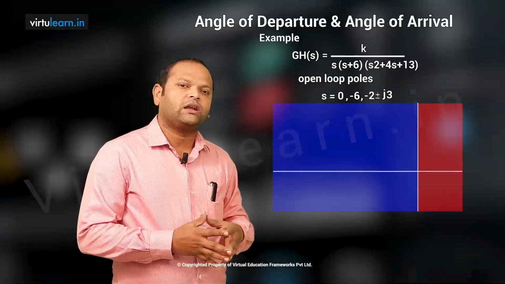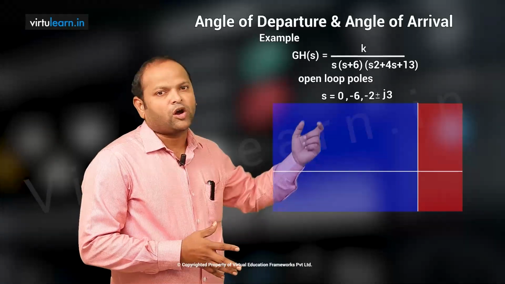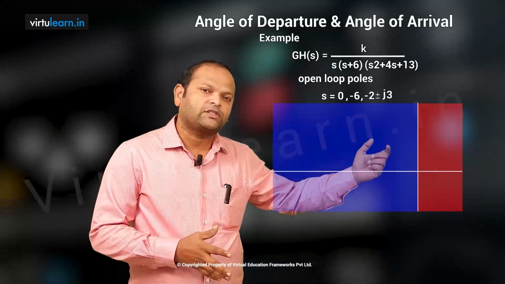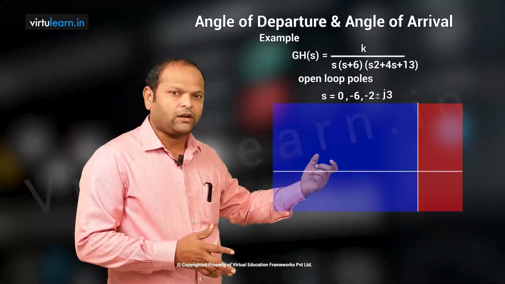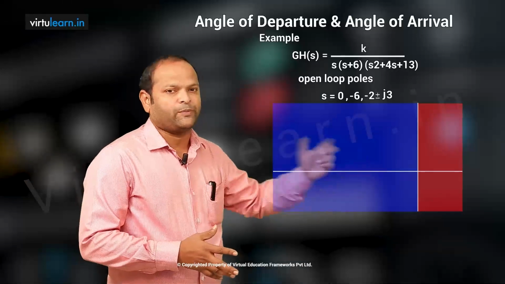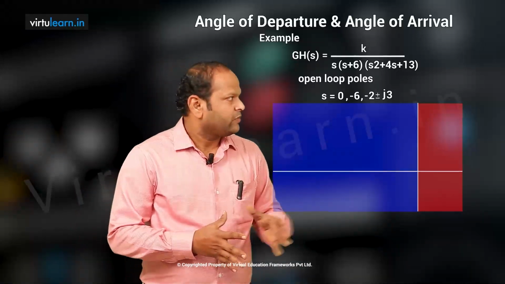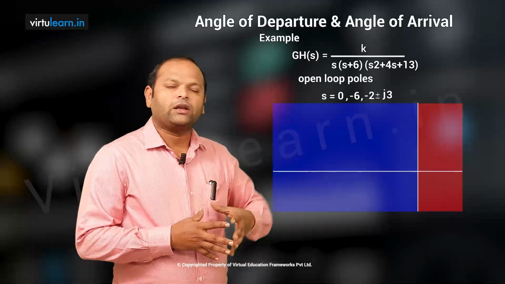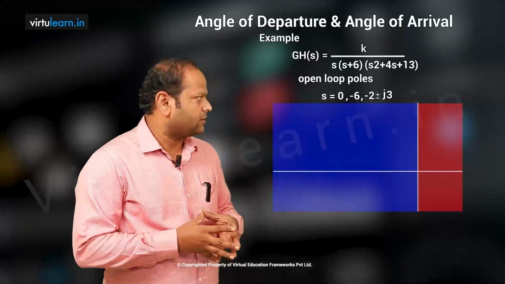Otherwise, simply say that since there are no complex poles in the open loop transfer function, you need not calculate, or there is no angle of departure. A single statement is enough. Now, since it is there, we'll look at how to calculate the angle of departure.